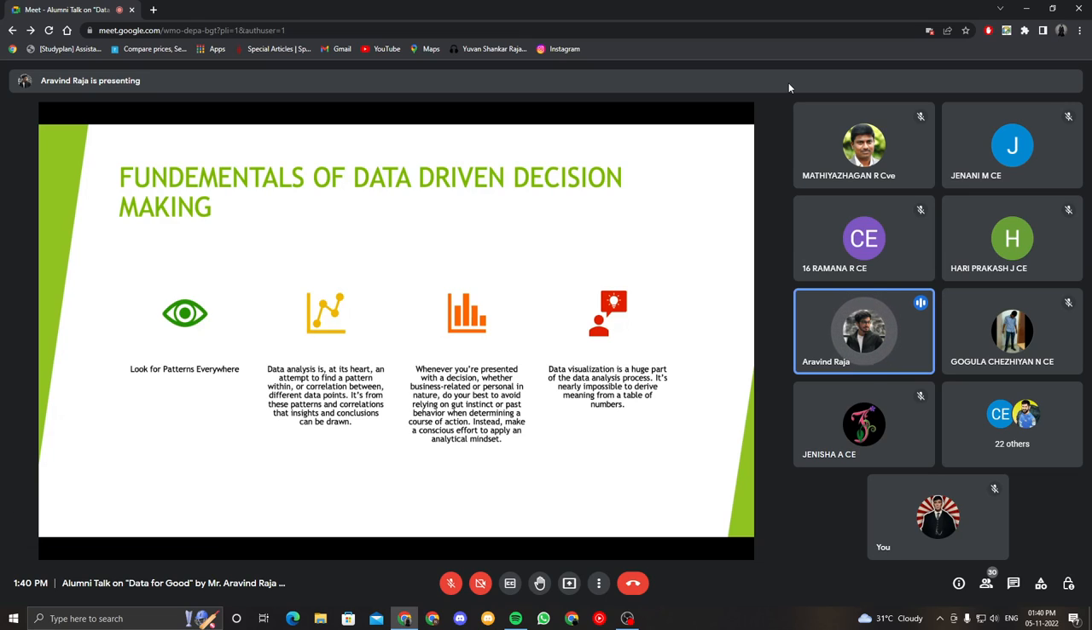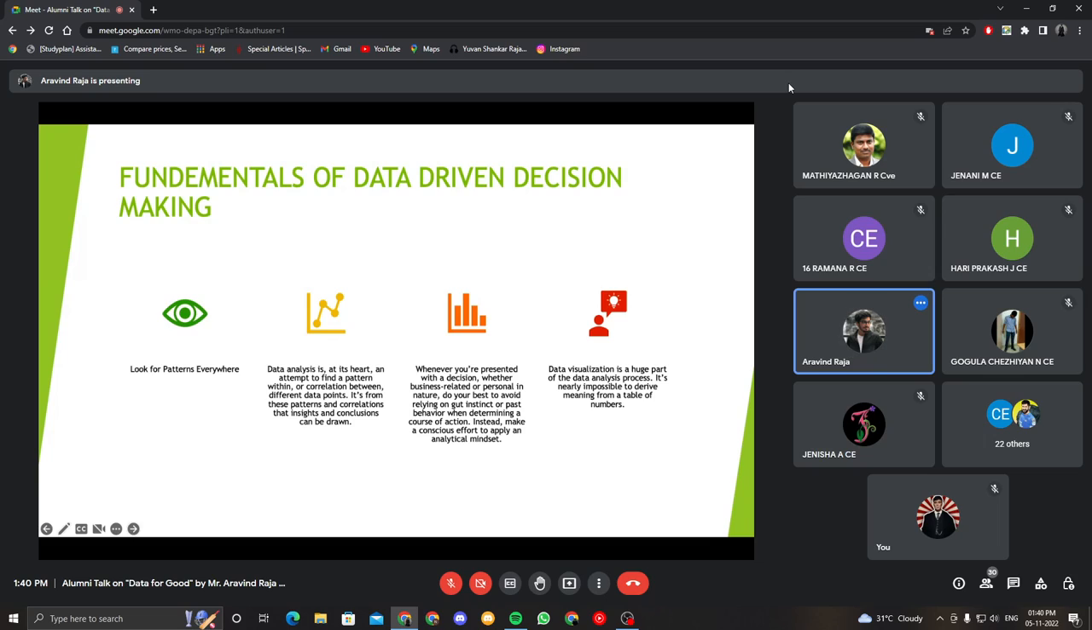That is where data-driven decision making comes into place. We analyze the data and see what possible scenarios can happen. We do a prediction analysis. We do our fundamental data quality checks to see how reliable the data is, and then make a decision out of it. That is the difference between data-driven decision making and instinct-based decision making. If you see here, first, we should look for patterns.